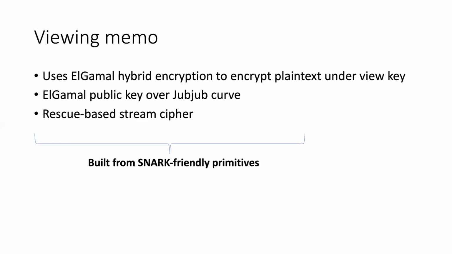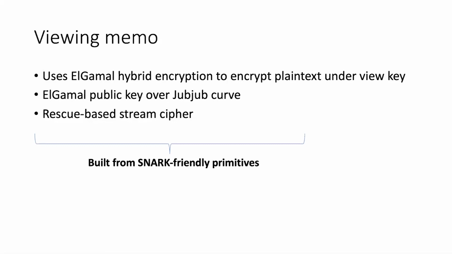So this viewing memo, some engineering details here. We worked very hard to make the circuit efficient, so that it could efficiently prove that you're encrypting plain text under this viewing key. We use ElGamal hybrid encryption to encrypt the plain text under the view key. The ElGamal public key is over the Jubjub curve, and we actually have a Rescue-based stream cipher. So we prove the symmetric encryption, it's not an ElGamal encryption of the plain text, because that would make decryption really annoying. So we actually have a symmetric encryption of the plain text using SNARK-friendly symmetric primitives.